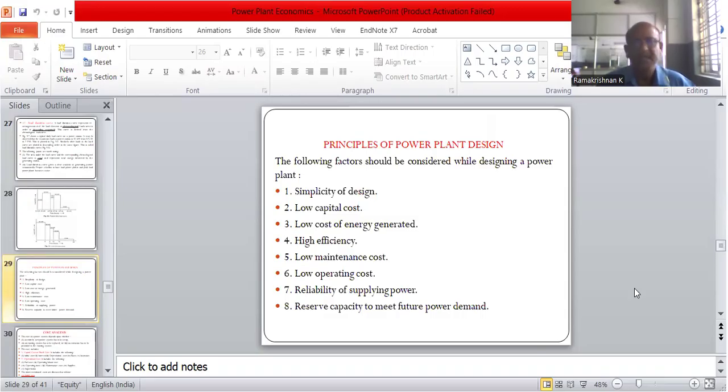There are some factors to be considered for the efficiency of the plant design and the principle of power plant design: simplicity of design of the layout and all the units, low capital cost, low cost of energy generated, higher efficiency, minimum maintenance cost, low operating cost, reliability of supplying power, and reserve capacity to meet future demands.